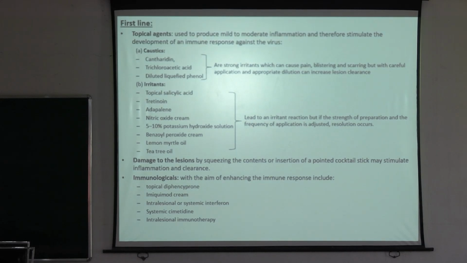So what are the topical agents we use? Mostly we use cantharidin, trichloroacetic acid, liquefied phenol. Topically, gels we use like salicylic acid, tretinoin, adapalene, nitric oxide, 5 to 10% potassium hydroxide. This is what we most commonly use. Benzoyl peroxide cream, tea tree oil. For physical removal, like squeezing out, we do needling and take it out with forceps. Then immunological agents, mostly imiquimod cream, intralesional or systemic interferon, intralesional immunotherapy.